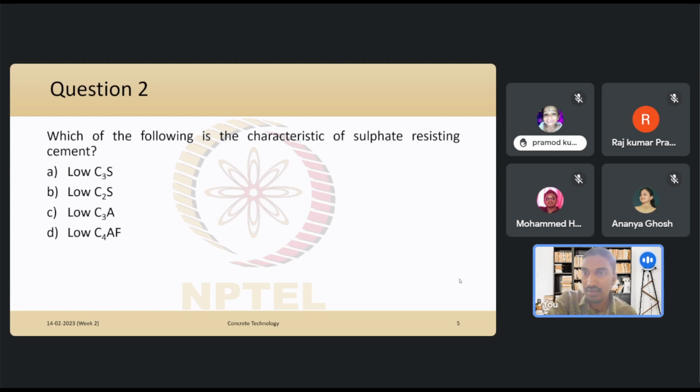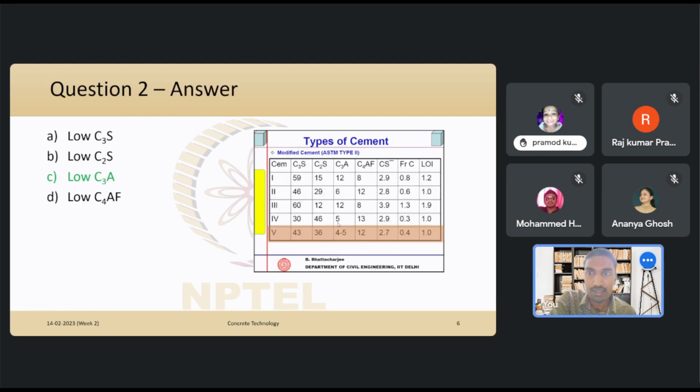We have a mixed response. One vote each for A, C, and D. Any other answer? Okay, so let's take a look at the answer now. So the right answer is actually C3A, right? So low C3A. In sulfate resisting cement, the C3A content will be lower, right?